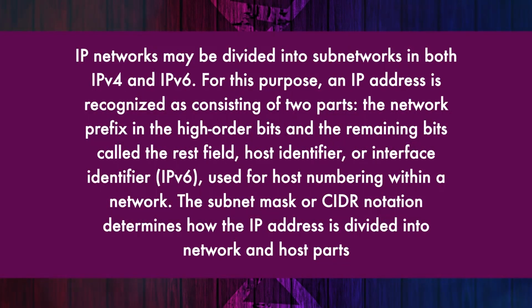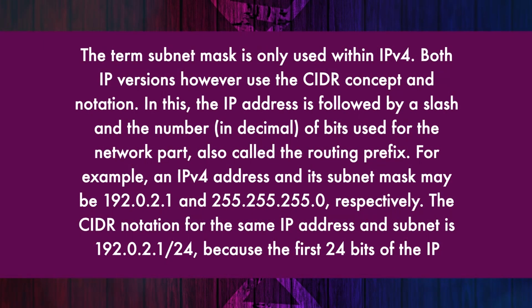IP networks may be divided into subnetworks in both IPv4 and IPv6. For this purpose, an IP address is recognized as consisting of two parts: the network prefix in the higher order bits and the remaining bits called the rest field, host identifier, or interface identifier in IPv6, used for host numbering within a network. The subnet mask or CIDR notation determines how the IP address is divided into network and host parts. The term subnet mask is only used within IPv4. Both IP versions, however, use the CIDR concept and notation.